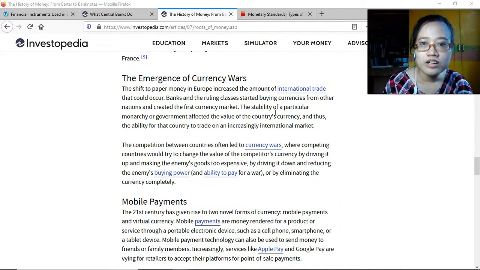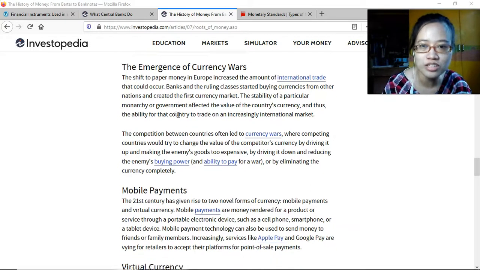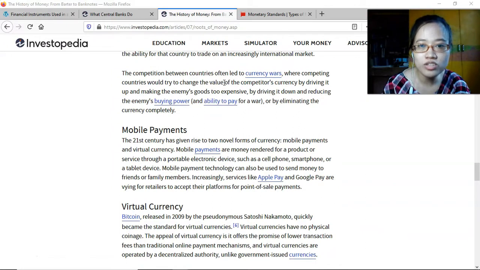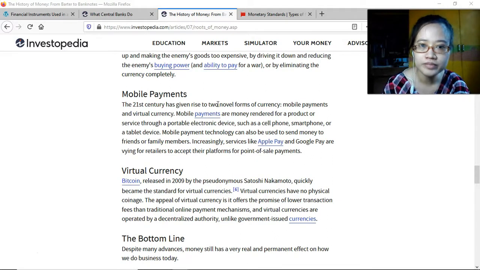Anyway, going back, the stability of a particular monarchy affected the value of the country's currency and thus the ability for that country to trade on an increasingly international market. Because again, during that period in this particular continent, the countries are side by side and transacting with each other already. The competition between countries often led to currency wars, where competing countries would try to change the value of the competitor's currency by driving it up and making the enemy's goods too expensive, by driving it down and reducing the enemy's buying power and ability to pay for a war, or by eliminating the currency completely, okay? Which is a bad thing.